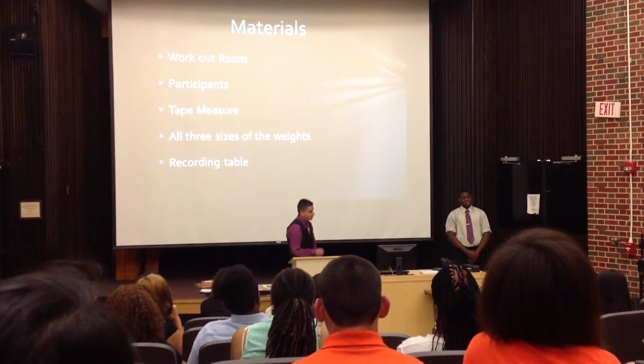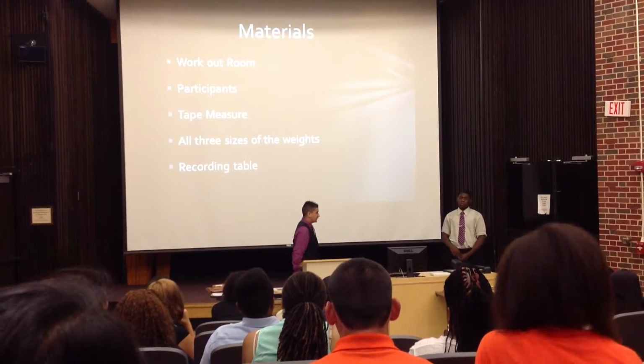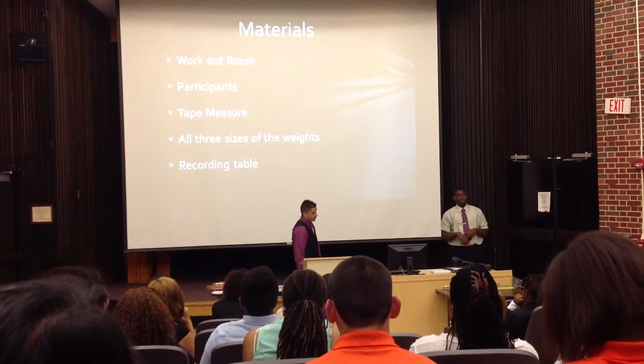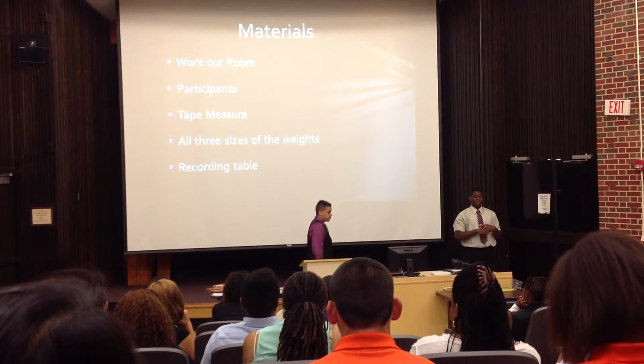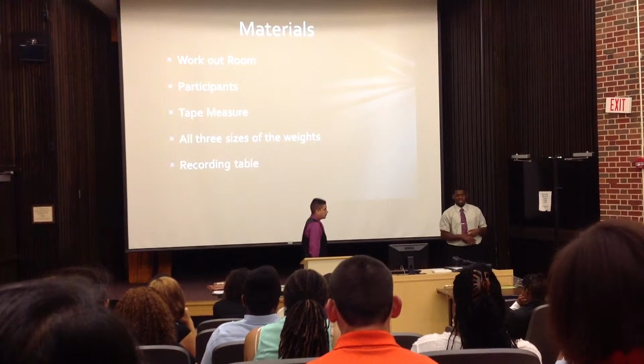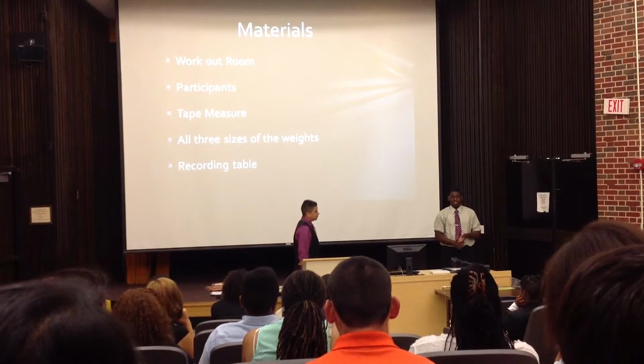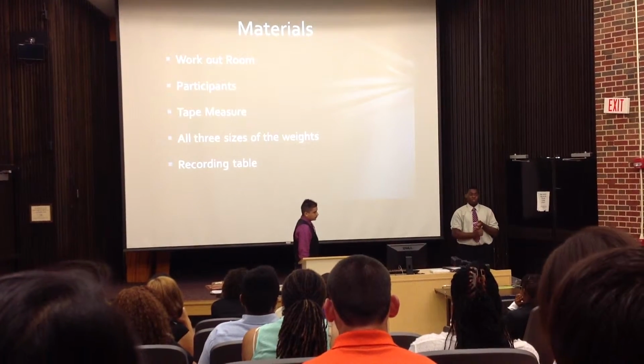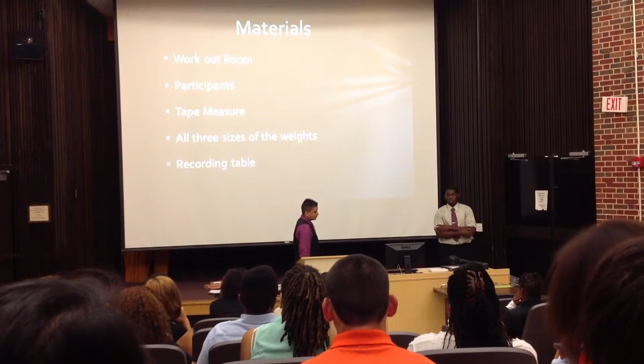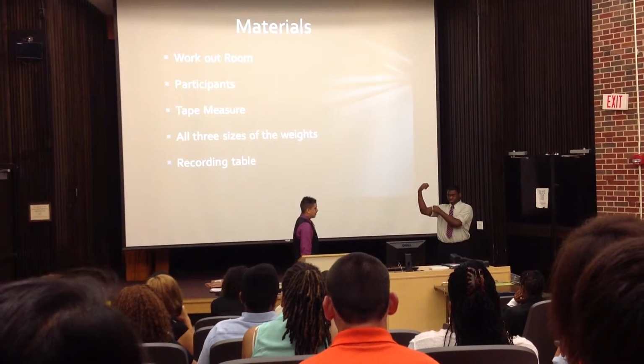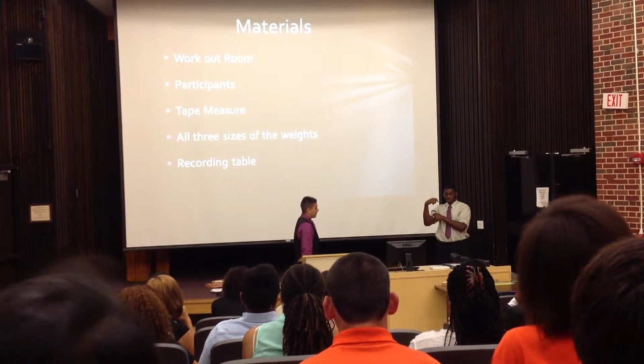The materials that we used: first, we had to find a workout room. We then randomly found our participants, which were UDMS students, ages 15 through 17. And then we needed a tape measure to measure the circumference of the arm, starting from this side and measuring all the way around back to the middle of it.